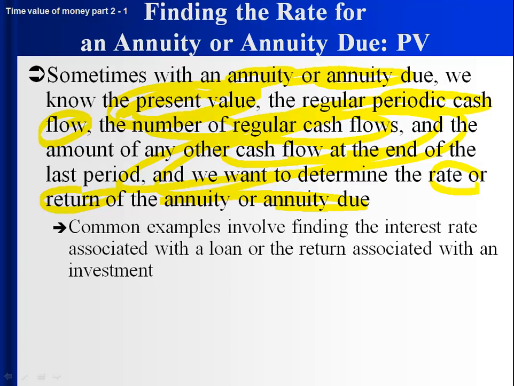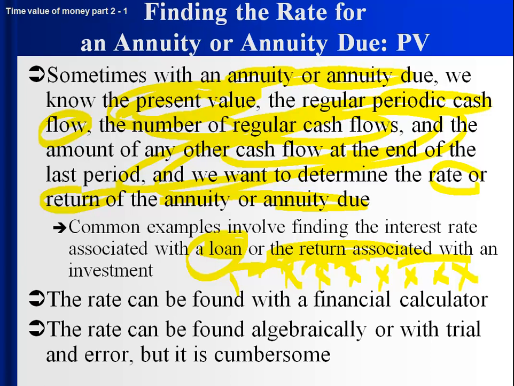Common examples: you borrow a certain amount, you have certain payments that you make at certain points in time. What's the interest rate on the loan, which is the discount rate that makes the present value of those loan payments equal to the amount of the loan? Or the return associated with an investment. You pay a certain amount to buy an investment, and then it pays you a certain amount of money for a certain period of time. The return is the discount rate such that the present value of those is equal to the price that you paid for it. And we're going to look at how the financial calculator can help us with that.